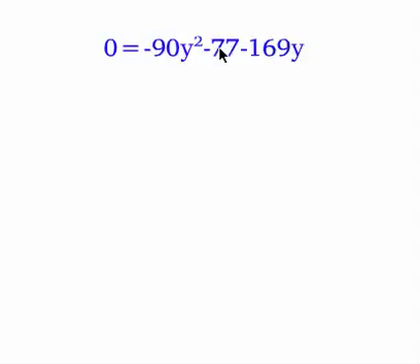And you see 77, that's 7 times 11, right? And neither 7 nor 11 go into 90, which is 9 times 10. And 169 is 13 times 13, so all of these things are mutually prime pretty much. So I can't reduce this at all. So that's going to make this rather difficult.